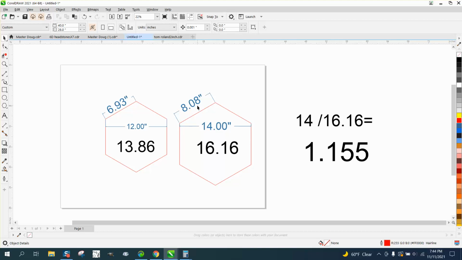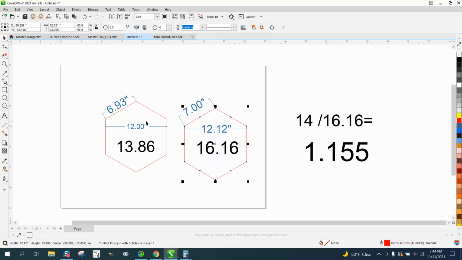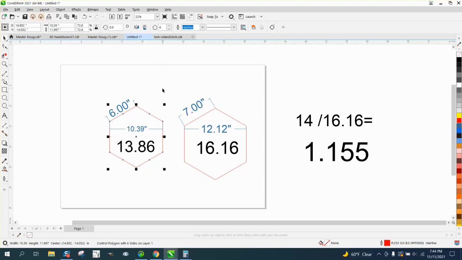So if we want this to be seven, click on our rectangle and see it's 14, which is that measurement. Backspace and take away a couple of zeros and then divide it by 1.155. Let's do the 12. Backspace a couple, divide it by 1.155, and you get six.